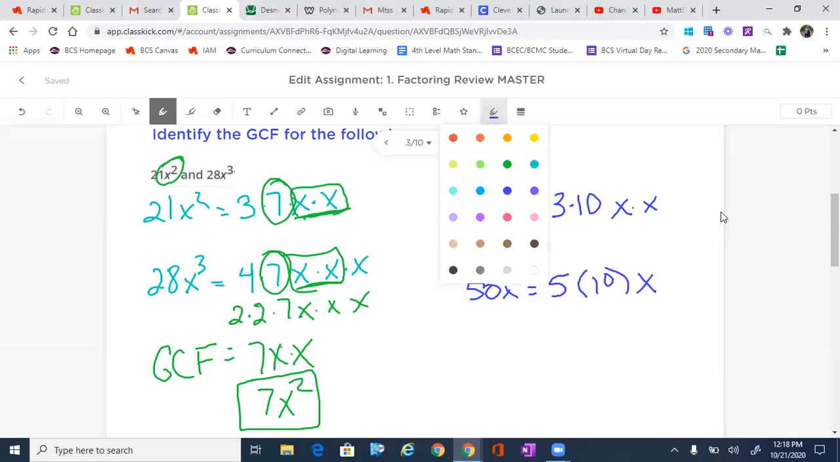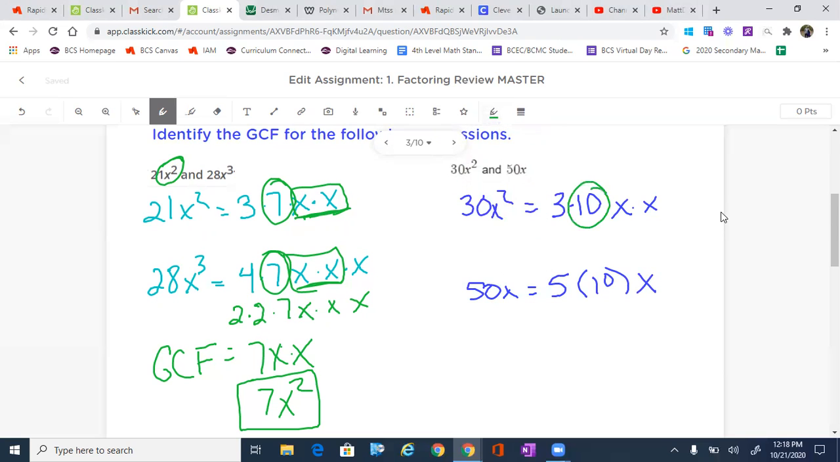And what I do is I just circle, what do they have in common? You'll notice that they have a 10 and they each have an x in common. So the GCF between these two is going to be 10x.